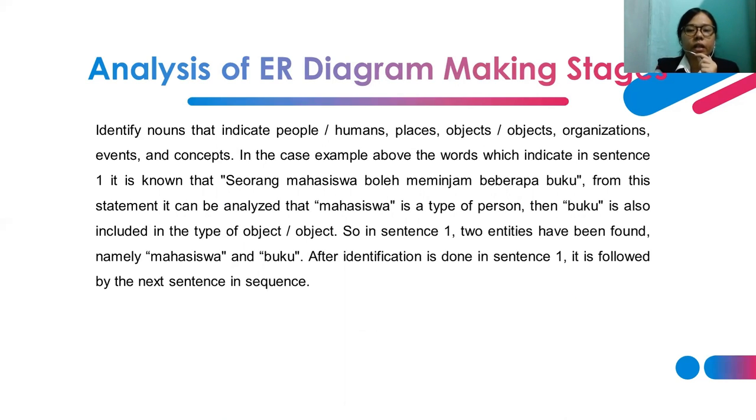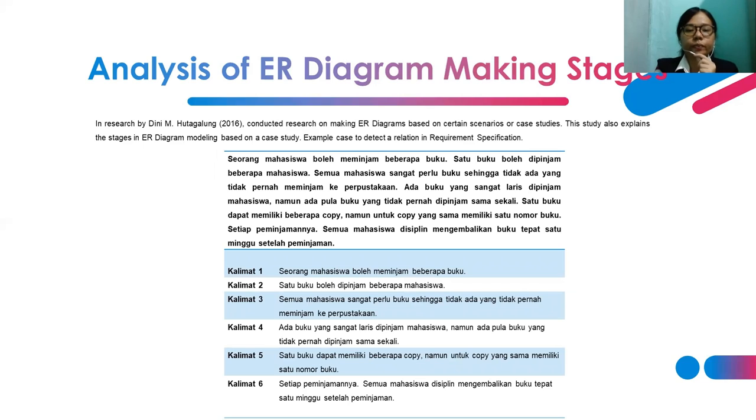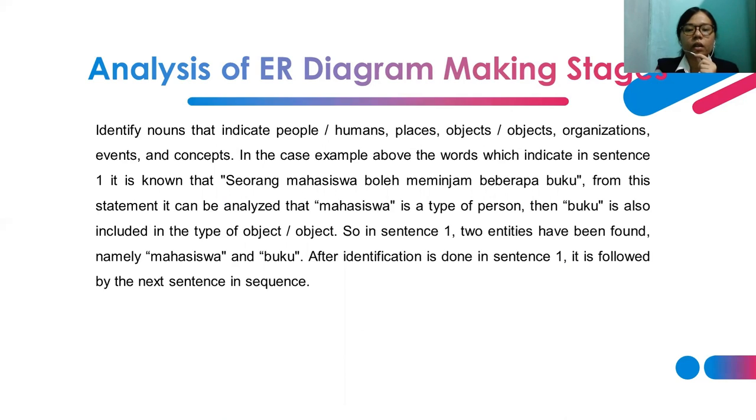Analysis of ER diagram making steps. Identify nouns that indicate people or humans, place, object, organization, event, and concept. In the case example above, the words which indicate this are in sentence 1. Seorang mahasiswa boleh meminjam berapa buku? From this statement, it can be analyzed that mahasiswa is a type of person. Then buku is also a type of object. So, in sentence 1, two entities have been found, namely mahasiswa and buku.